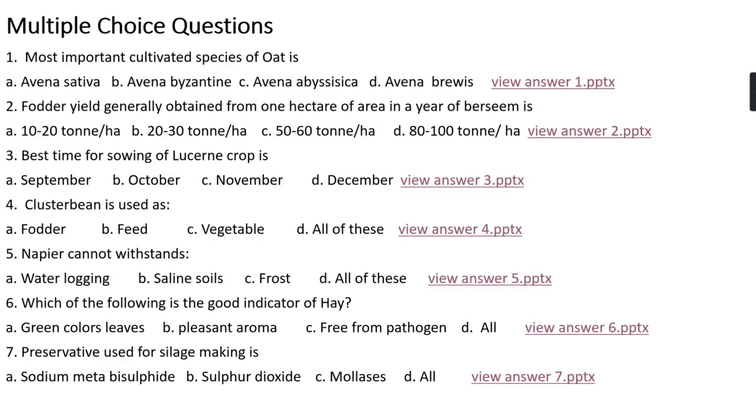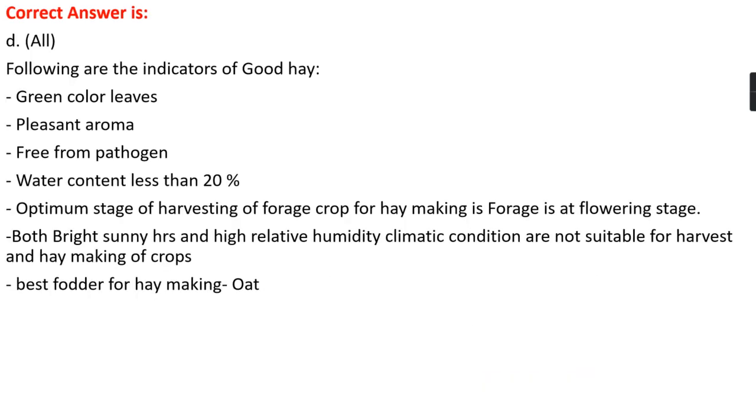Okay. Question number 6. Which of the following is a good indicator of hay? Option A, green color leaves. Option B, pleasant aroma. Option C, free from pathogen. Or option D, all. The right answer is option D, that is all. The following are the indicators of good hay: green color leaves, pleasant aroma or smell, free from pathogens, and water content less than 20%.